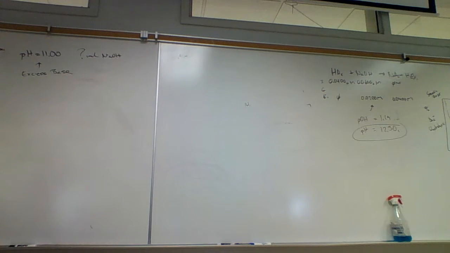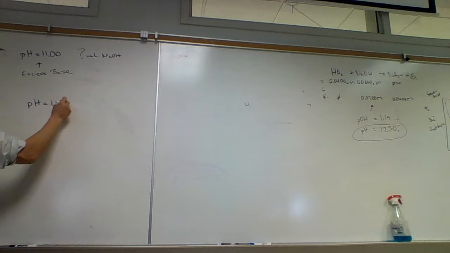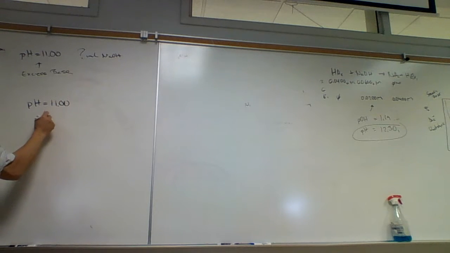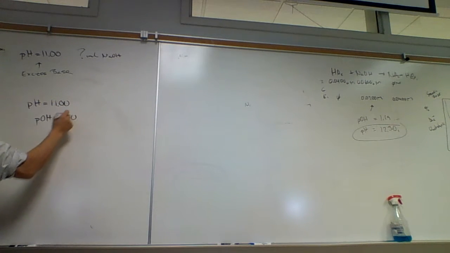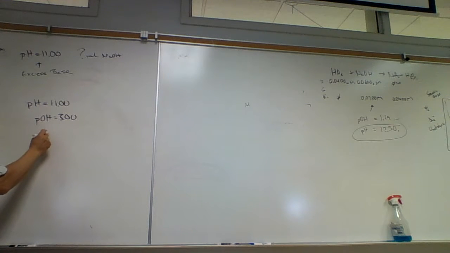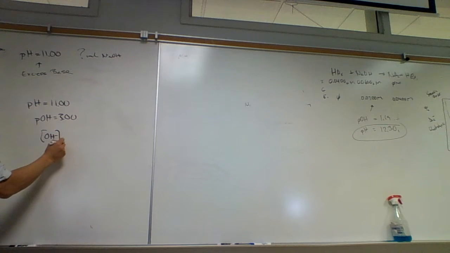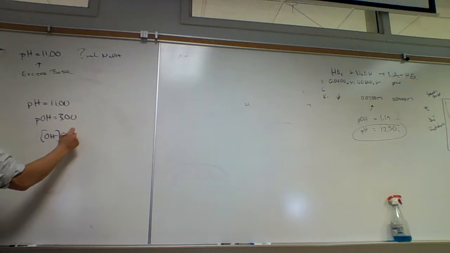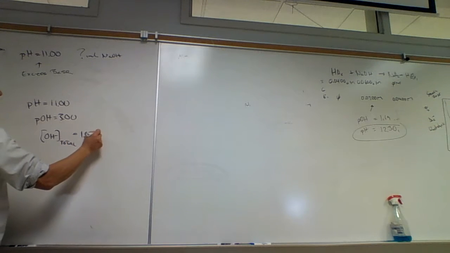So if it's in the excess base region, then that means that this pH of 11.00 gives us a pOH of 3.00. Which means that gives us a hydroxide concentration total at equilibrium of 1.0 times 10 to the minus 3 molar.